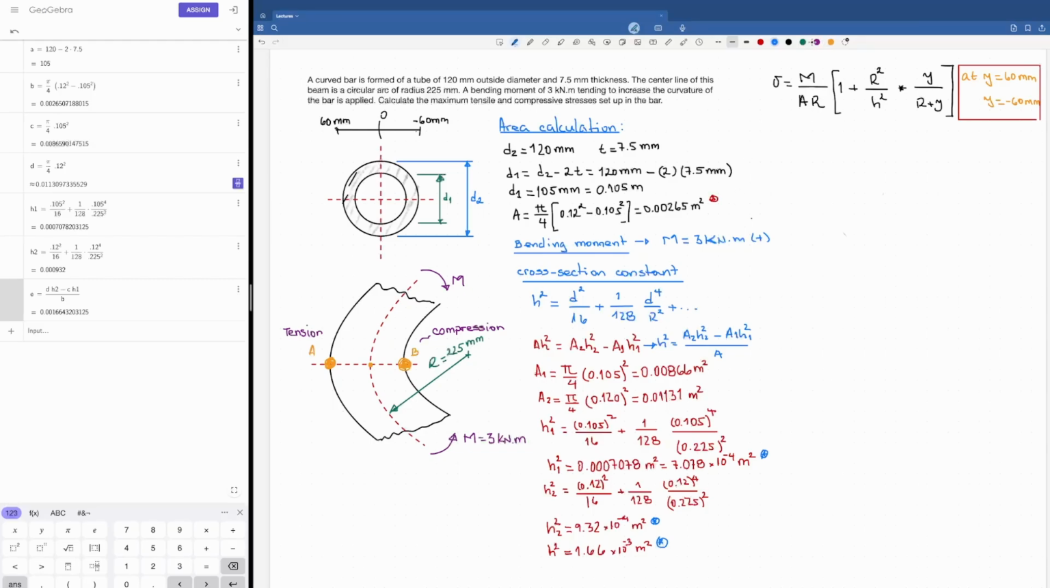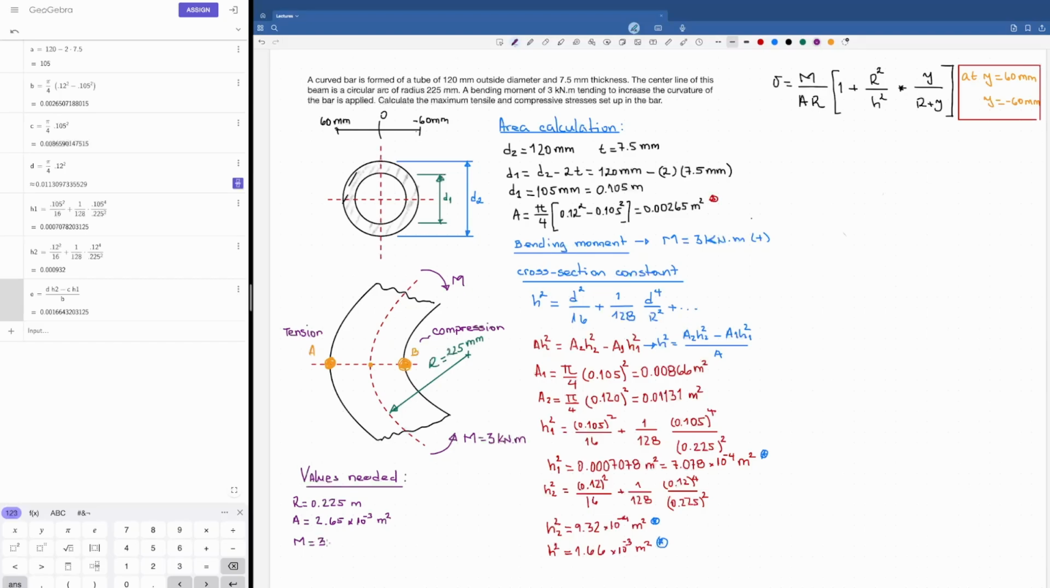And actually I should mark them together to say that, hey, these are the values I'm going to need for my formula. Actually, I can extract them here. Values needed, which are R equals 0.225 meters. Then the area we said is 2.65 times 10 to the power of minus 3 square meters. Then we have the moment. We said it was going to be this 3 kilonewtons, and that's going to give me then megapascals maybe.